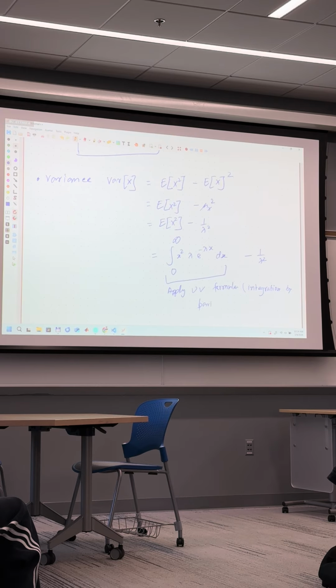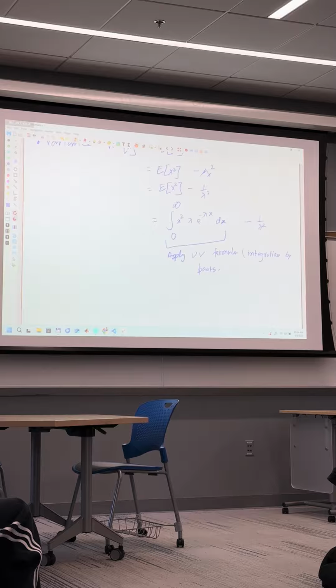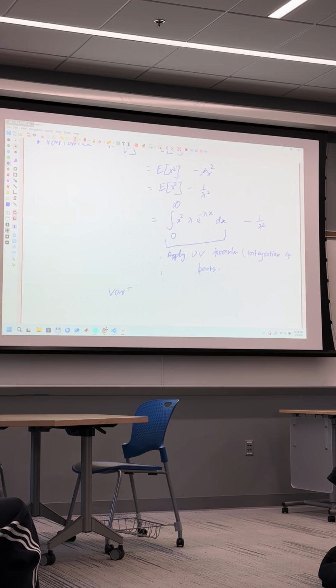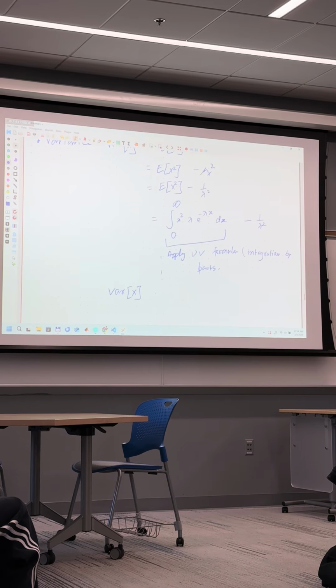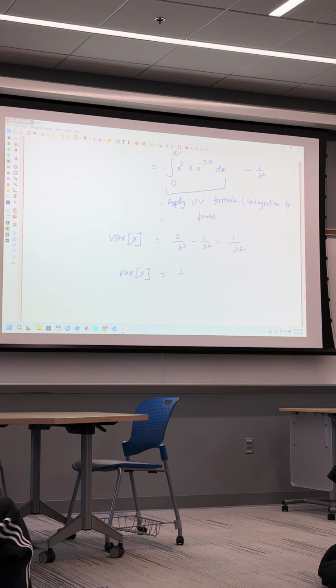By parts. Integration by parts, you go all the way and you will see the variance of a random variable x that follows exponential distribution. It is going to be 2 over lambda squared minus 1 over lambda squared, and you are left with 1 over lambda squared. So your final answer, variance of x is 1 over lambda squared.